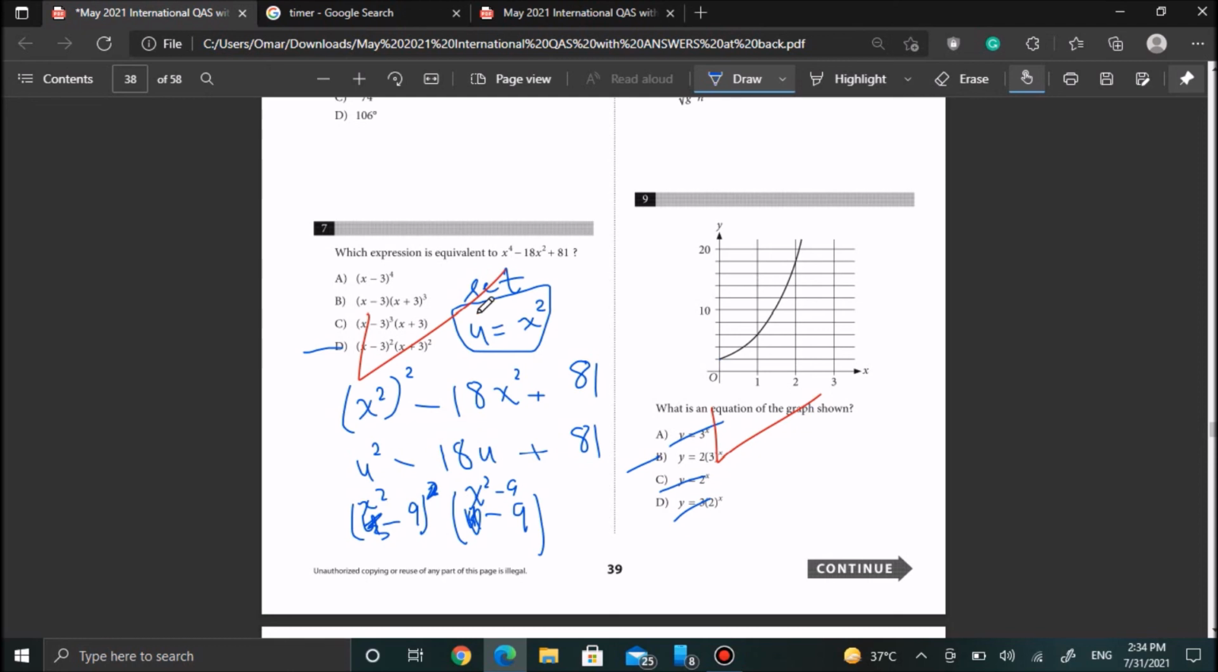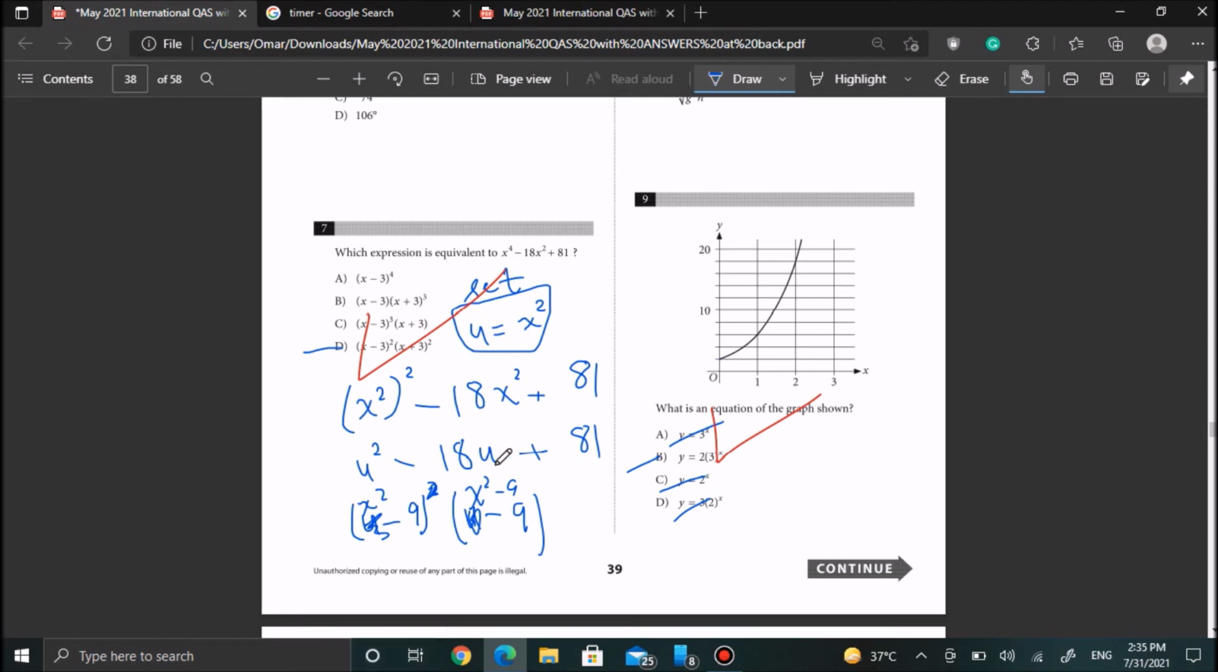What I did is I said let u equals x squared, and then I just rewrote this equation. x squared squared minus 18x squared plus 81. Now instead of each x squared, I just write u. So instead of this x squared, I wrote u to the power 2, then minus 18u plus 81. That became a nice quadratic expression. I factorized this out, u minus 9 times u minus 9. Then I returned back the x squared. Instead of the u, I put back x squared. So now I have x squared minus 9 times x squared minus 9.